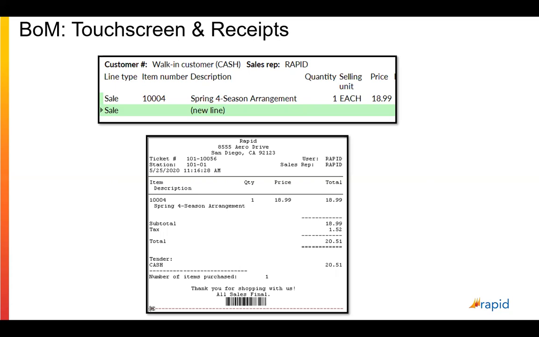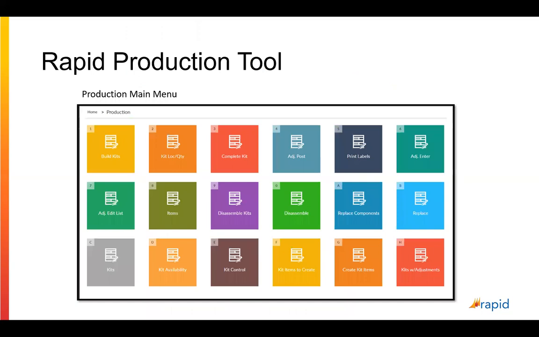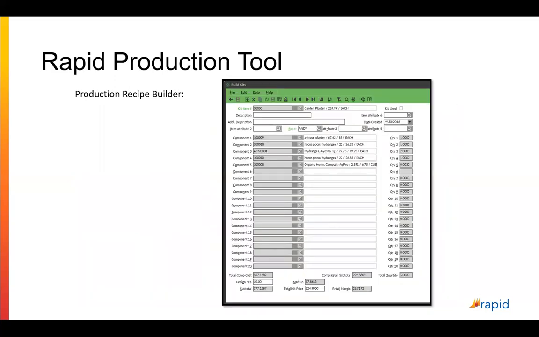You got it. All right, and then just a quick touch on the rapid production tool here. We won't dive in too much, but the production tool and bills of material are more similar. The main difference is with the rapid production tool, you do have the option to disassemble the kit, put everything back into the individual components, or replace components. If we use the example of a terrarium, you may want to replace just one plant that went into that terrarium. And again, this is just a view of that production recipe builder.